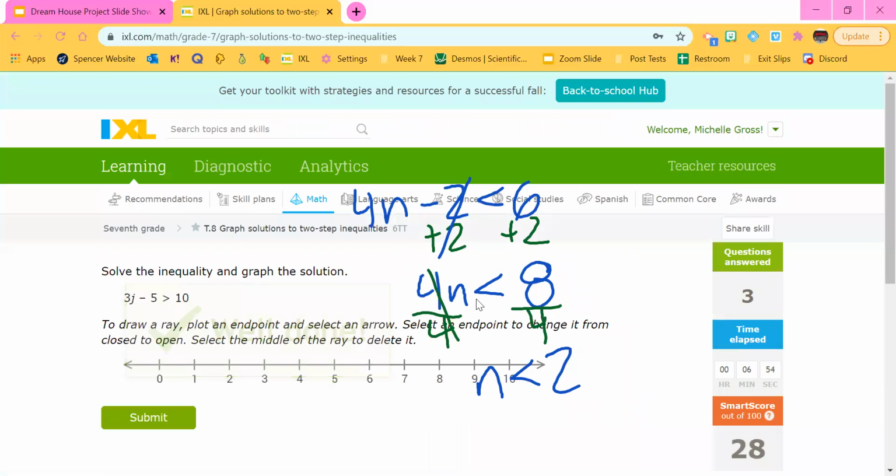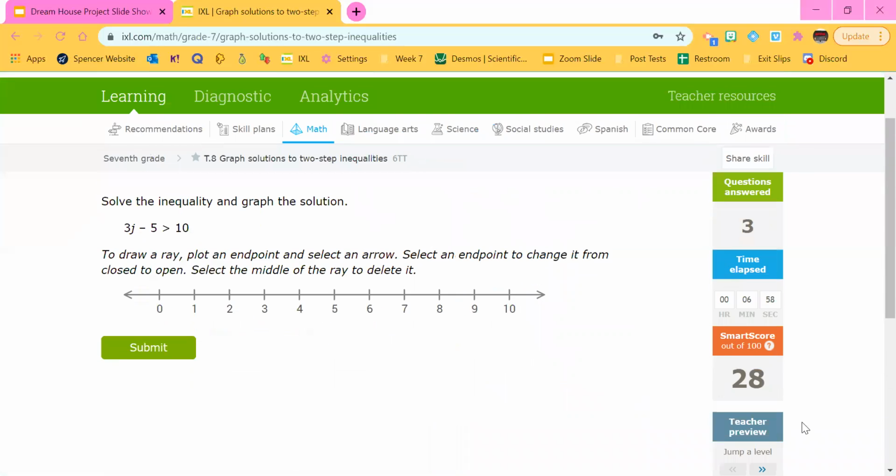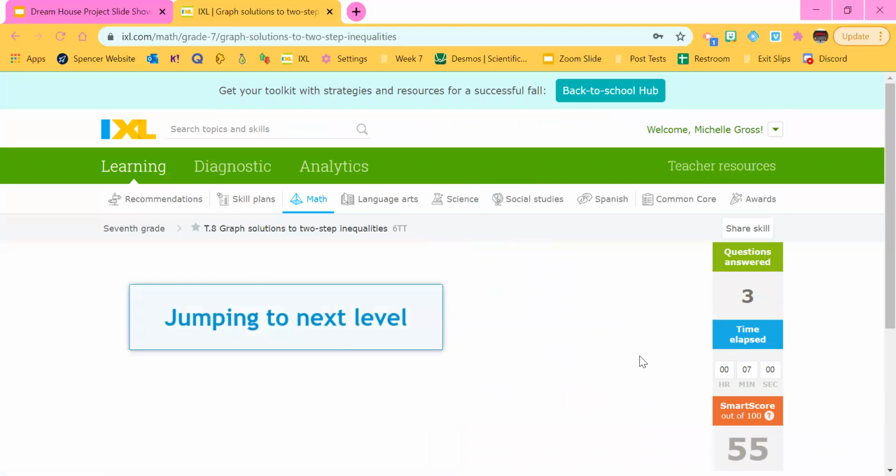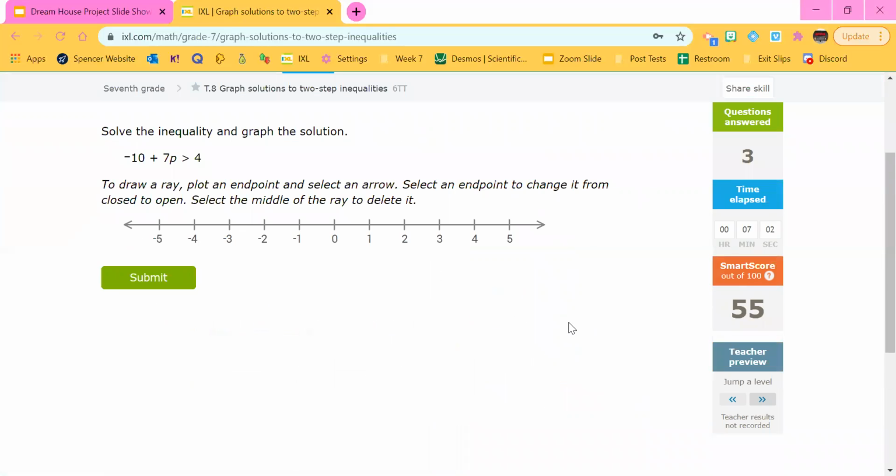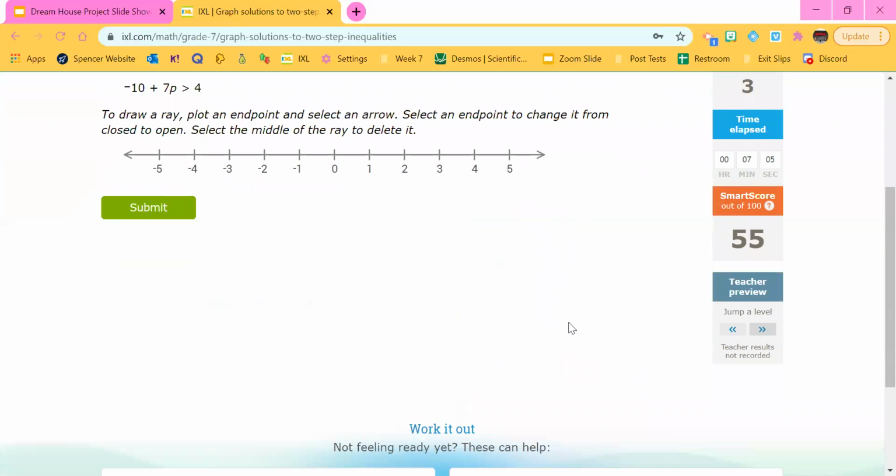Submit. All right, I'm going to go with a little bit harder problem. I'm going to go up, jump a level. There we go. That one's not that hard, is it? Nah. We'll do it anyway.